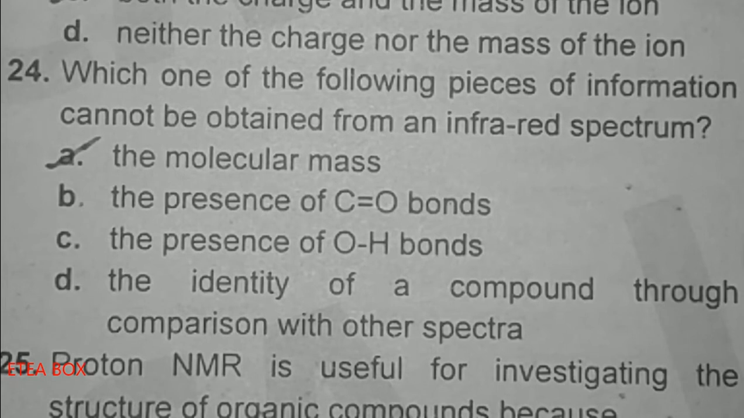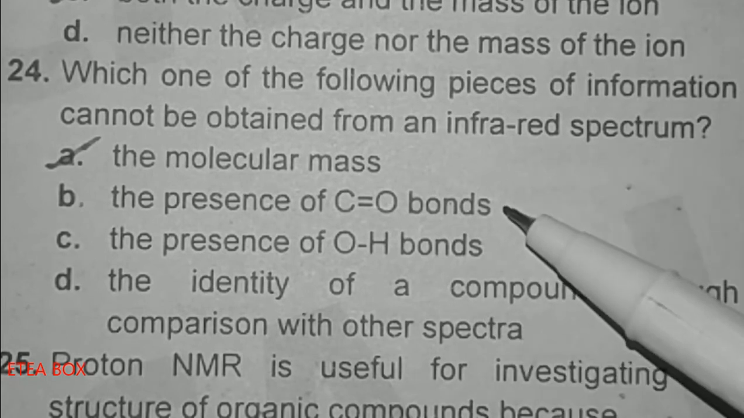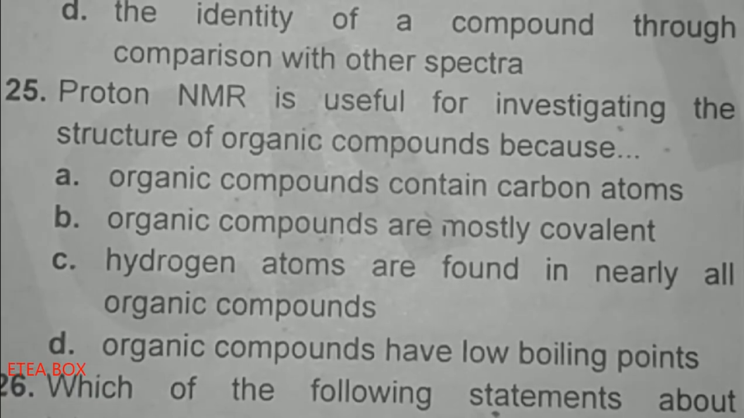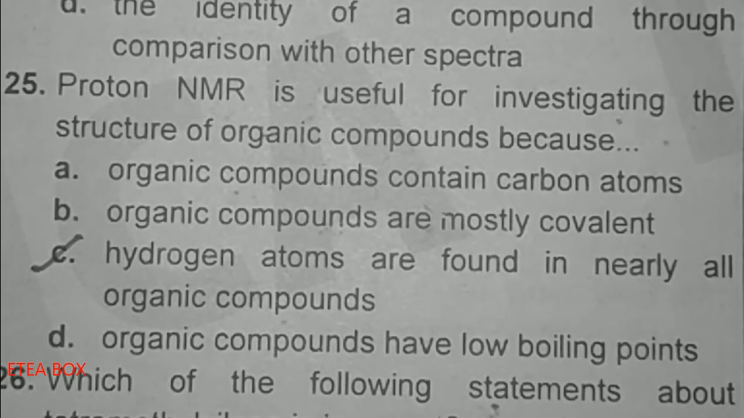The molecular mass is obtained by mass spectrometry. Here we obtain the functional groups in infrared, and also the identity can be obtained by infrared spectrum. Proton NMR is used for investigating the structure of organic compounds, so here option C is the correct one. Hydrogen atoms are found in nearly all organic compounds. That's why we use proton NMR in investigating the structure of organic compounds. Here proton refers to the hydrogen atom.